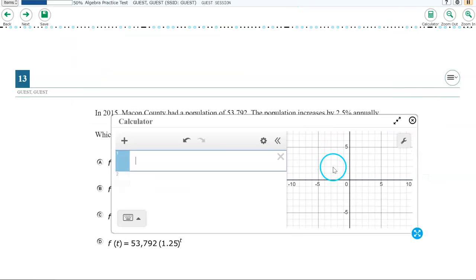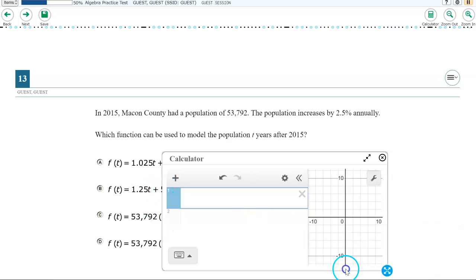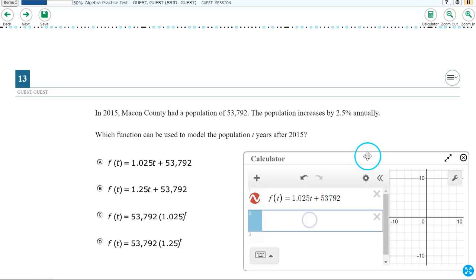So let me try to get this to stop bugging out. There we go. All right, I'm going to type in the first answer choice. And we will be switching these out. Hold on, I got to pull this over. All right. Let's type in f of t is equal to 1.025 t. And hopefully you know this was an exponential, and you'd probably just skip this one, but I'm going to do it anyway to show you. It's really easy to check them all anyway.